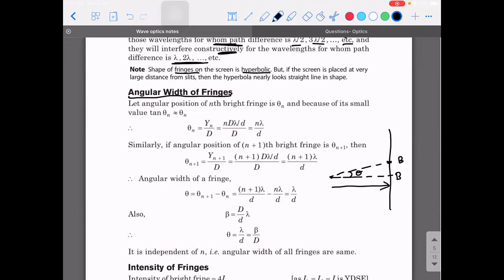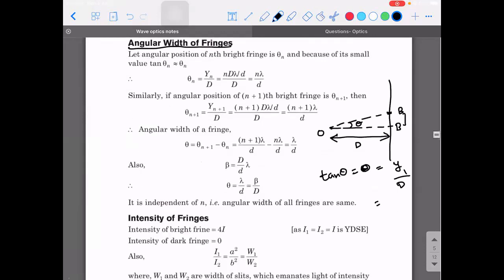So this distance. Since the angle is small, we can approximate tan theta to theta. Then we can write it as y by capital D. What is y? Beta. So, for the way I have taken, y1 divided by capital D is going to be lambda D divided by capital D.